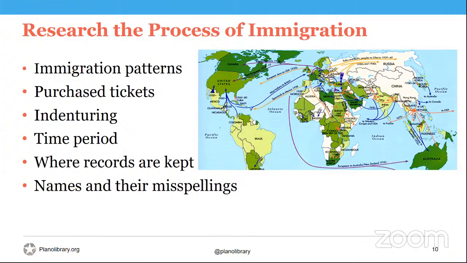Also, what we're going to need to know is where the records were kept in the other countries, and where the records are kept here. And we are going to talk about that some more. And names and their misspellings. There are many reasons why names are misspelled. Partly, we didn't know how to spell. We didn't have grammar and all the different rules that we have today for spelling. It was how things sounded. So words could be misspelled, but not on purpose.